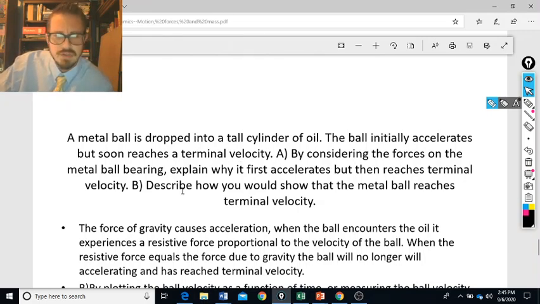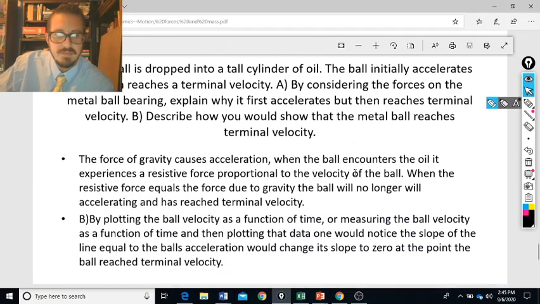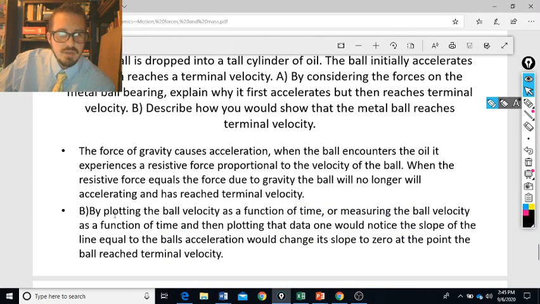By considering the forces on the metal ball bearing, explain why it first accelerates but then reaches terminal velocity. Describe how you would show that the metal ball reaches terminal velocity. And there, in these bullet points, it really addresses that question. It says the force of gravity causes acceleration. When the ball encounters the oil, it experiences a resistive force proportional to the velocity of the ball. When the resistive force equals the force due to gravity, the ball will no longer will accelerating and has reached terminal velocity.